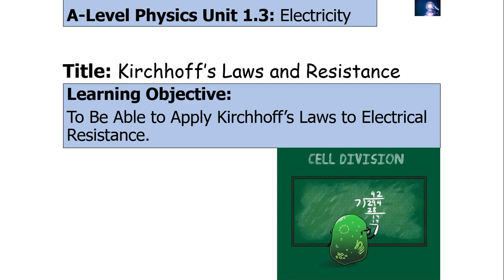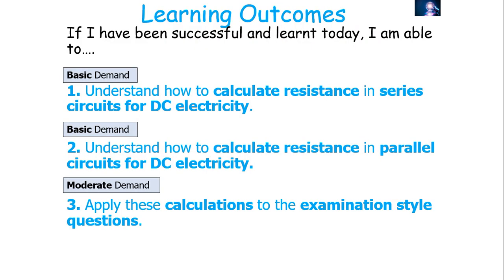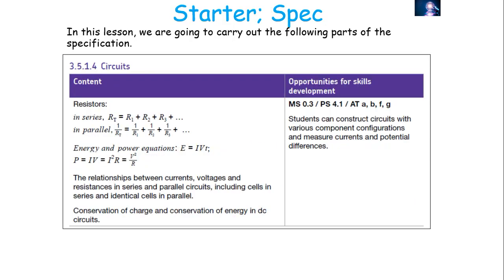Now in today's lesson, which is suitable for A-Level AQA Physics, we're going to be looking at applying Kirchhoff's laws to electrical resistance, which is found in the third unit of Paper 1, Electricity. In this particular lesson, we're going to be focusing upon understanding how to calculate resistance in series for DC electrical circuits, how to calculate resistance in parallel for DC electrical circuits, then apply these calculations to a variety of different applications, which links in to the following part of the AQA A Level Physics specification.